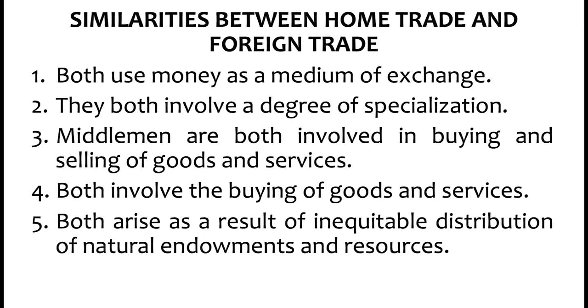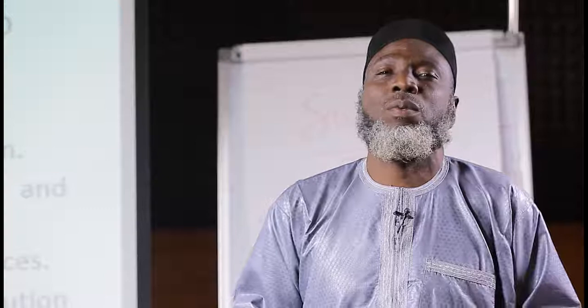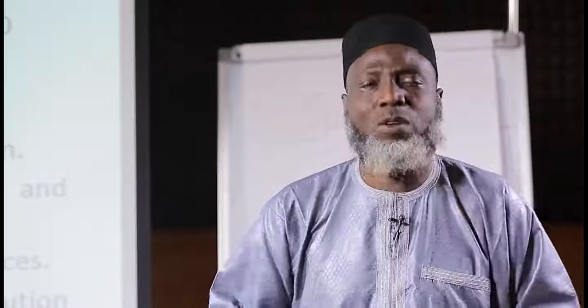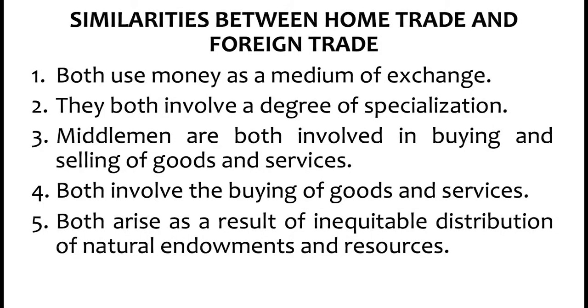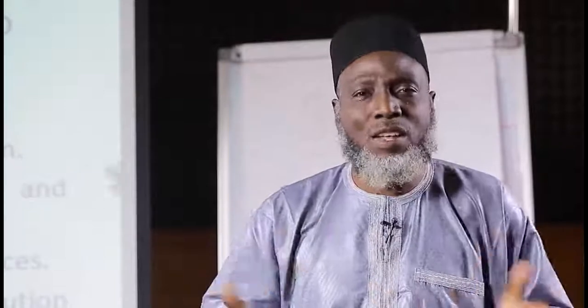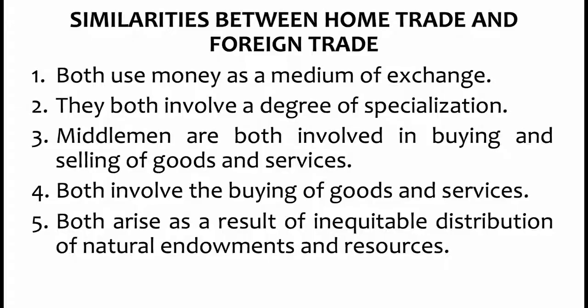Number three, middlemen are involved in the buying and selling of goods and services. When we talk about middlemen, we are talking about retailers and wholesalers. They are all involved in both trades. Number four, both involve the buying and selling of goods and services, whether home trade or foreign trade. Number five, both arise as a result of inequitable distribution of natural endowments and resources.